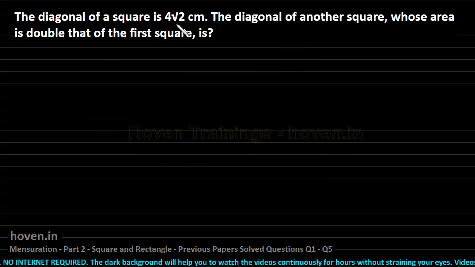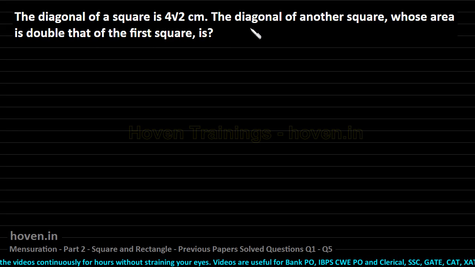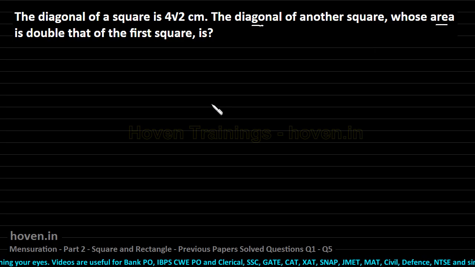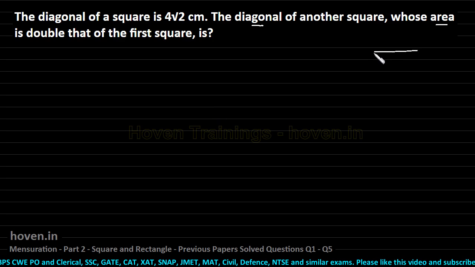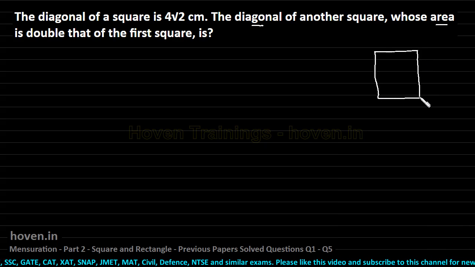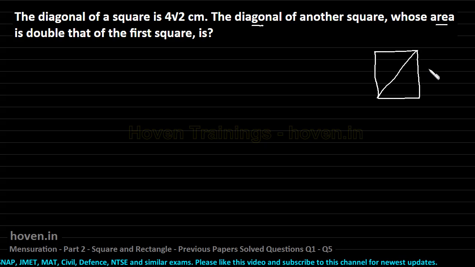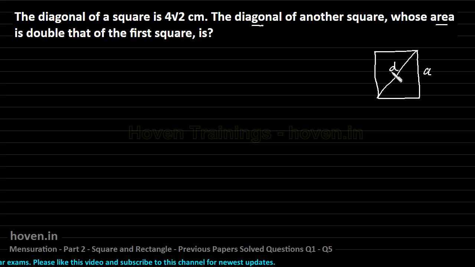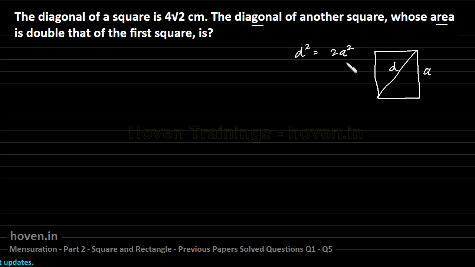The diagonal of a square is 4 square root of 2 centimeter. The diagonal of another square whose area is double that of the first square is what? Basically, the game is between diagonal and the area. Let us start first of all by establishing a relation between the area of a square and its diagonal. Either you could directly write the relation, or you can derive it just in time by drawing a small diagram. Let the side of the square be A and the diagonal be D, then we can see from the Pythagoras theorem that D square is equal to A square plus A square, equal to 2A square. So we can write here that D square is equal to 2A square.